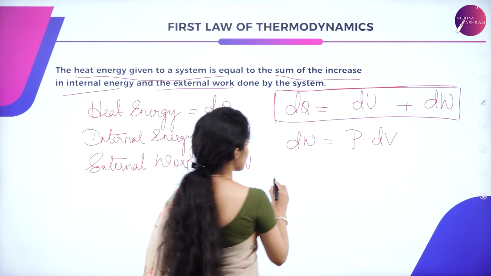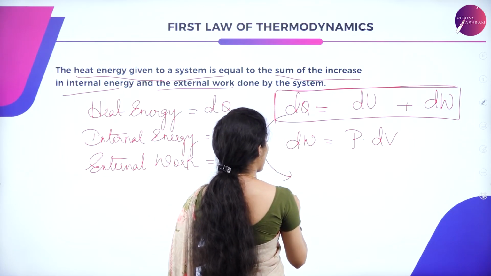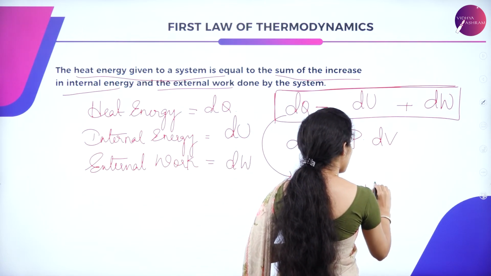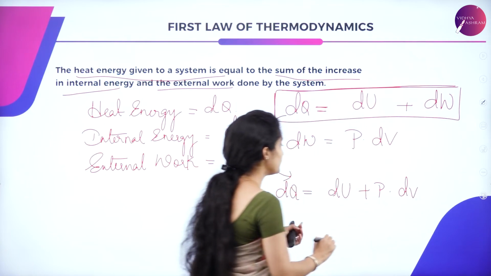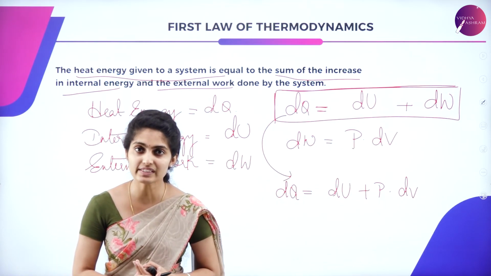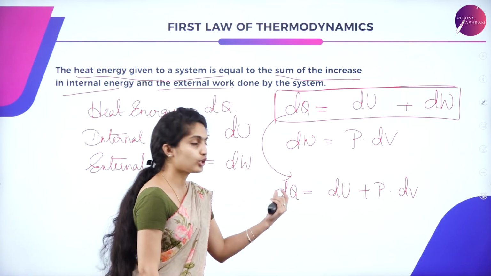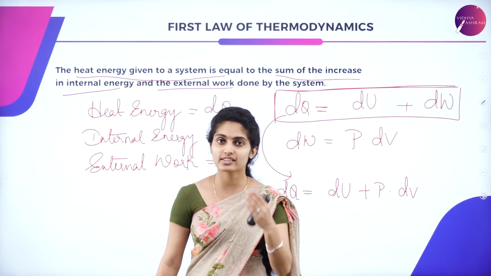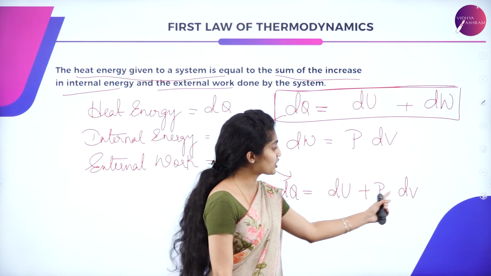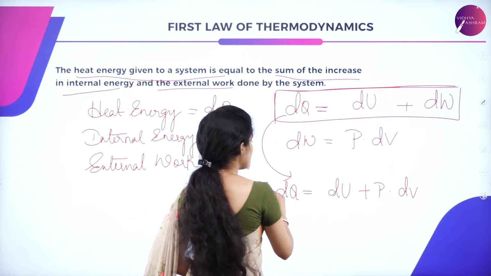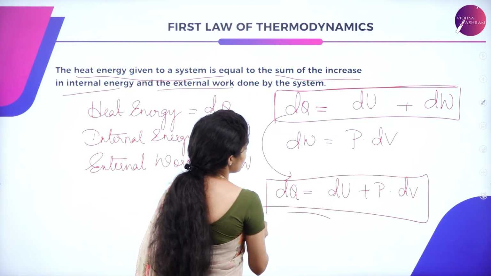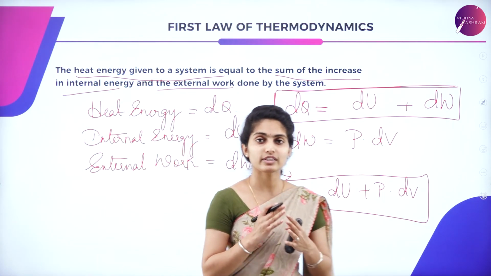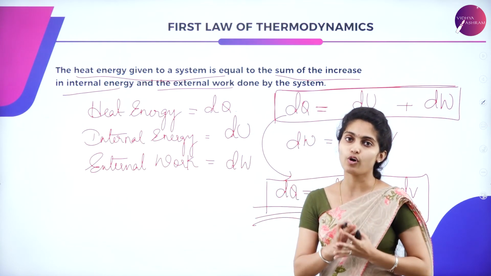So when that is the case, you can rewrite this equation as dQ is equal to dU plus P into dV, where dQ is the change in heat, that is the heat energy which is supplied to a system, dU is the internal energy, and dW means it's a pressure with the change in volume. So this is the modified equation of the first law of thermodynamics. I hope you're clear with the zeroth law as well as the first law of thermodynamics.